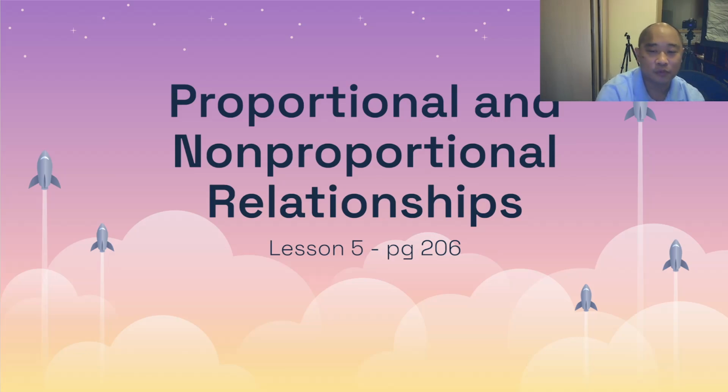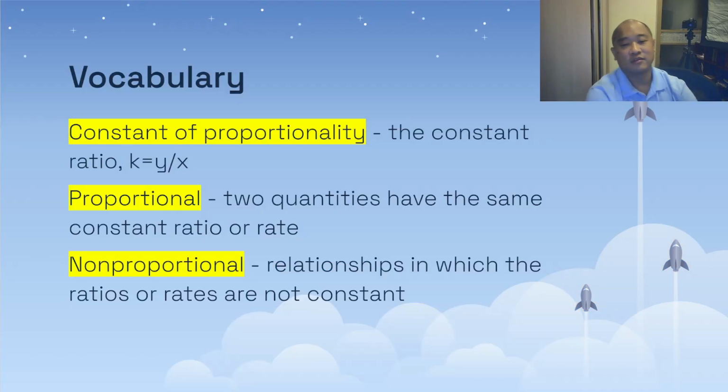Here we go. Proportional and non-proportional relationships, lesson 5, on page 206. All right. So let's start actually with the second one, proportional. This is the main idea. Proportional is when two quantities have the same ratio when simplified. So for example, 2/3 and 4/6 are equal to each other. That means that they are proportional.